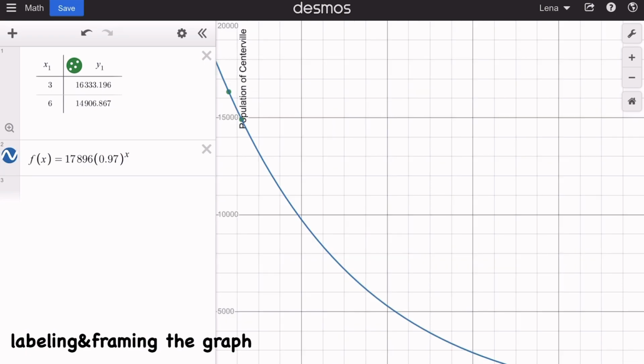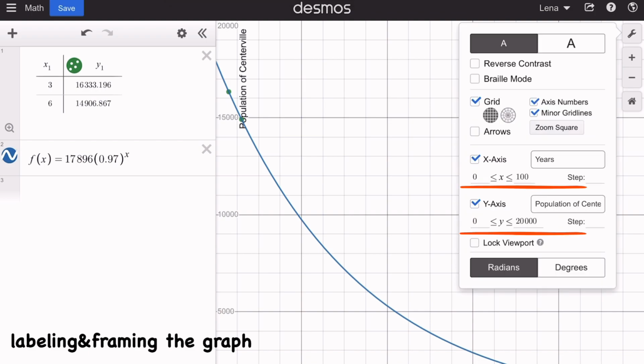Once you have typed in your function, you should see a graph that looks like this. If you cannot see it, then frame your graph so that x is greater than or equal to 0 but less than or equal to 100, since we only need to see about that many years, and so that y is greater than or equal to 0 but less than or equal to 20,000, because we can predict that the population ranges between 0 and that.